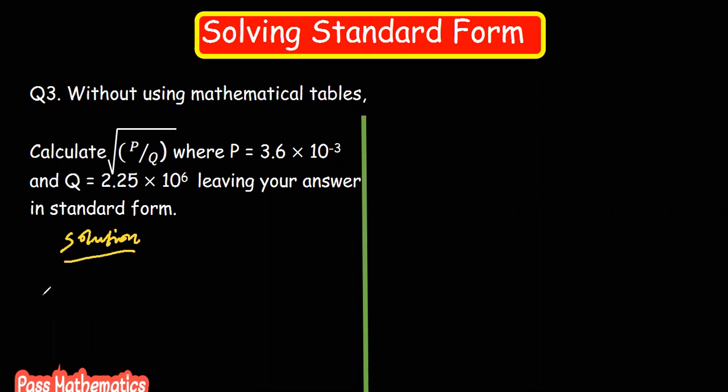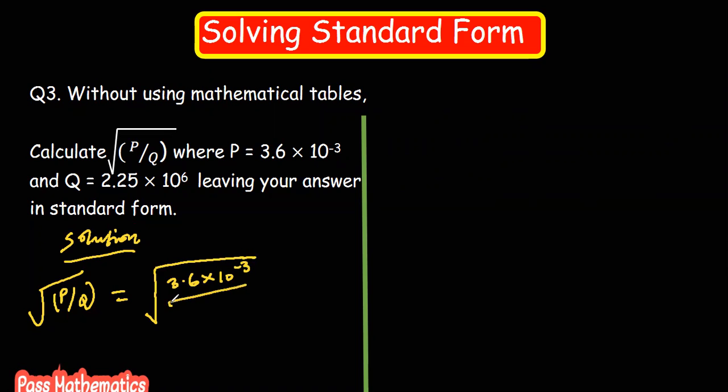So this root p divided by q, the values of p and q are given. Let's write the square root rather. So p is given as 3.6 times 10 raised to the power of minus 3, divided by the value of q. What is the value of q? It is 2.25 times 10 raised to the power of 6. So that is how to express that.